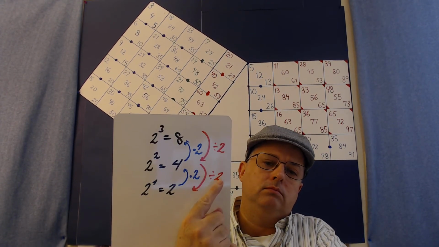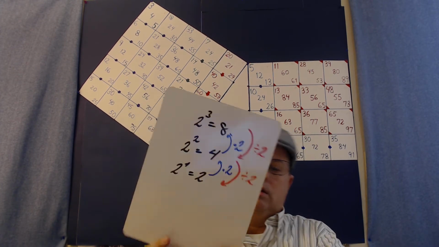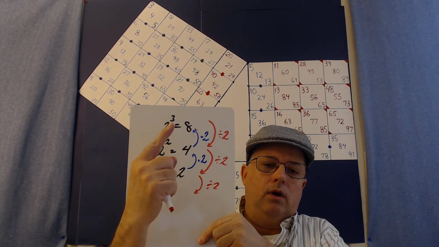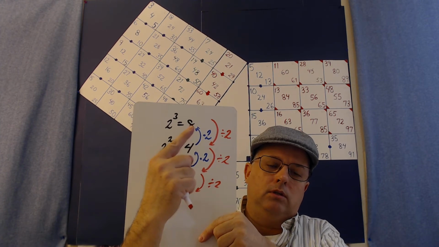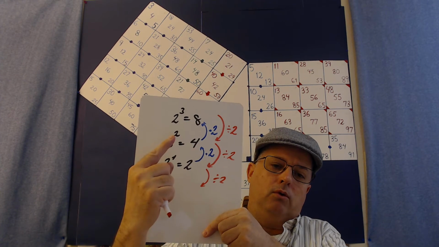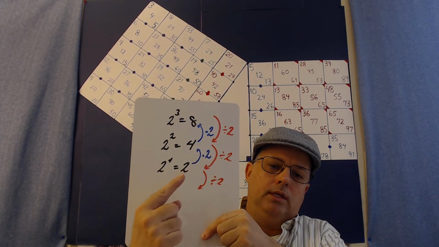Divide out a 2. And so 4 divided by 2 is 2. And now let's continue that pattern. Let's divide by 2. So if we are at 2 to the third and we want to go down to 2 to the second, we take 8, which is 2 to the third, and we divide by 2 and we get 4. And if we want to go down a power, well, we divide by another 2. 4 divided by 2 is 2.